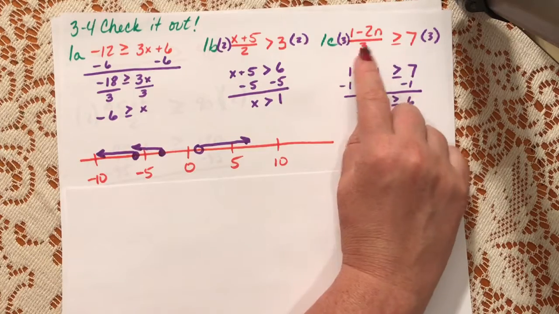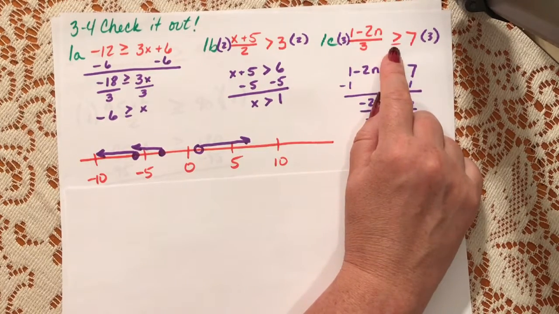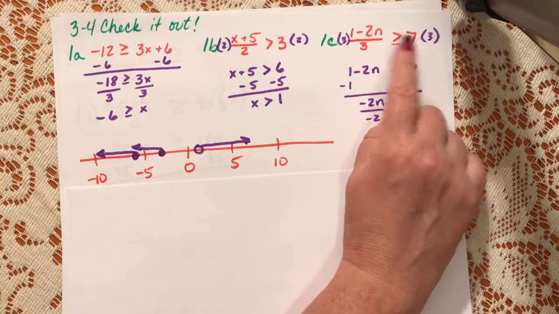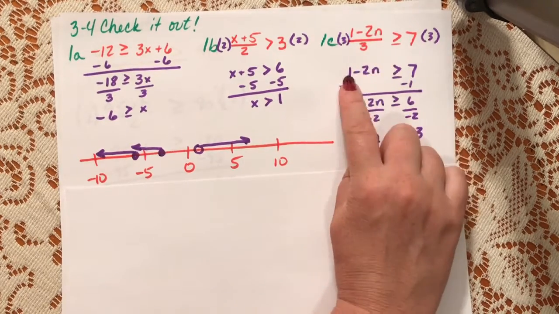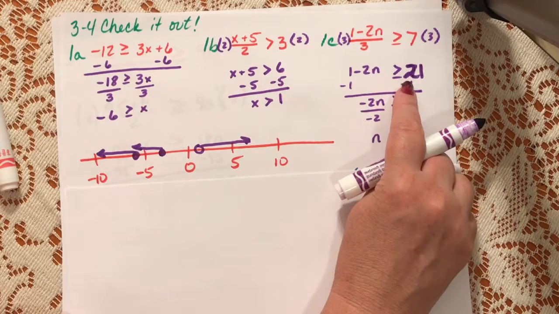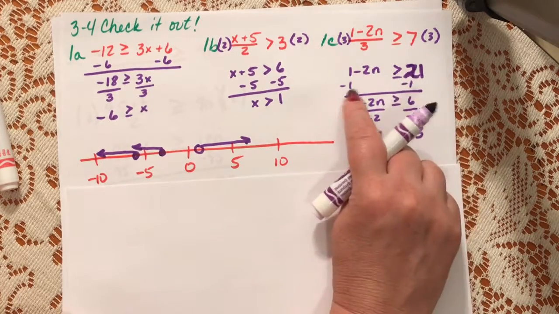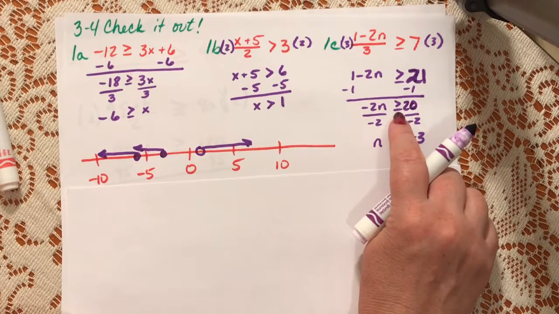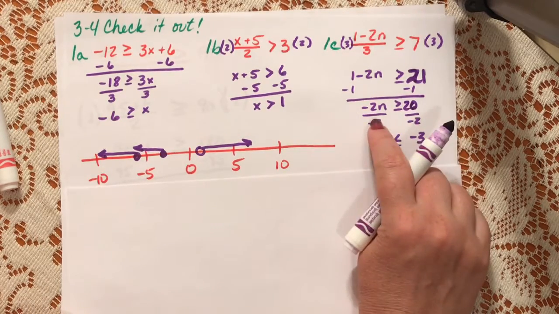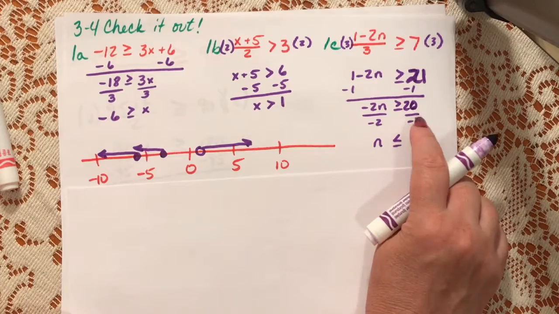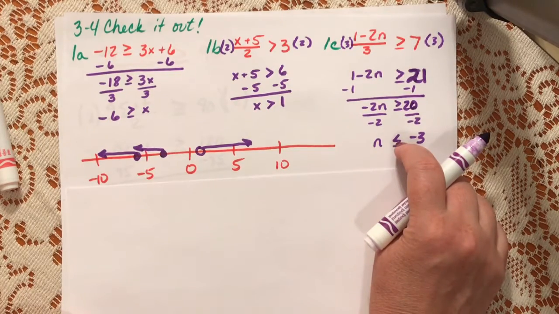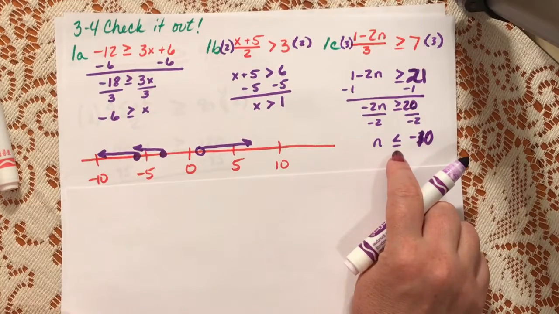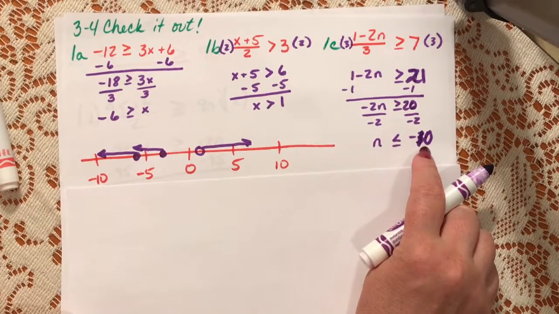1 minus 2n divided by 3 is greater than or equal to 7. We're going to multiply by 3 on both sides to get rid of this, so that is all we have left on this side. Greater than or equal to 21. We're going to subtract 1 from both sides, so negative 2n is greater than or equal to 20. And divide by negative 2, and that negative 2 is going to flip our sign around, and n is going to be smaller than or equal to negative 10.